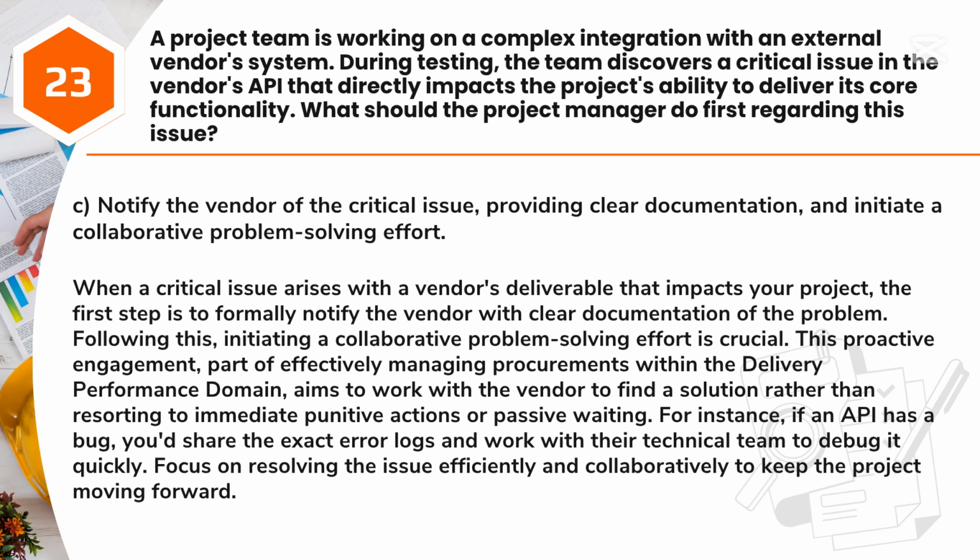Answer: C. Notify the vendor of the critical issue, providing clear documentation, and initiate a collaborative problem-solving effort. When a critical issue arises with a vendor's deliverable that impacts your project, the first step is to formally notify the vendor with clear documentation of the problem. Following this, initiating a collaborative problem-solving effort is crucial. This proactive engagement, part of effectively managing procurements within the delivery performance domain, aims to work with the vendor to find a solution rather than resorting to immediate punitive actions or passive waiting.